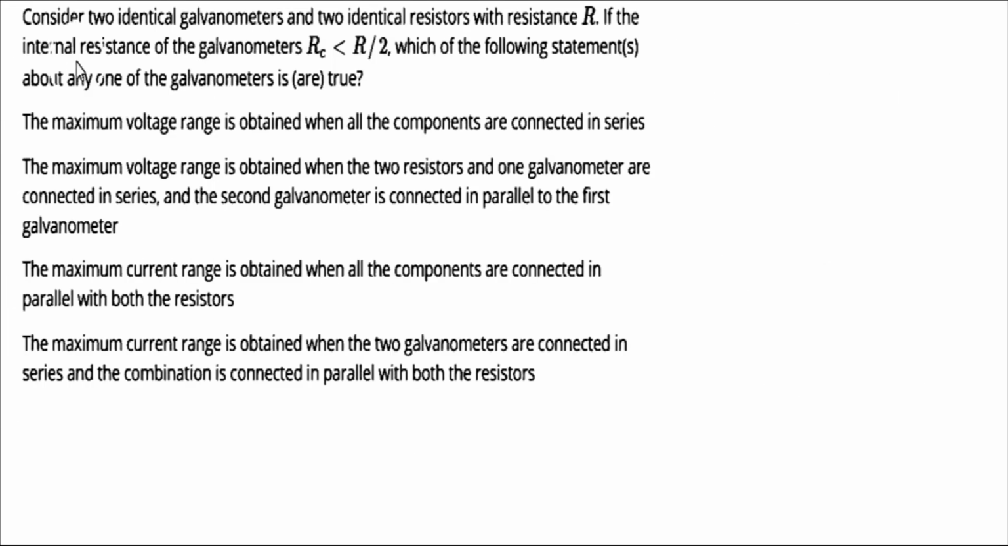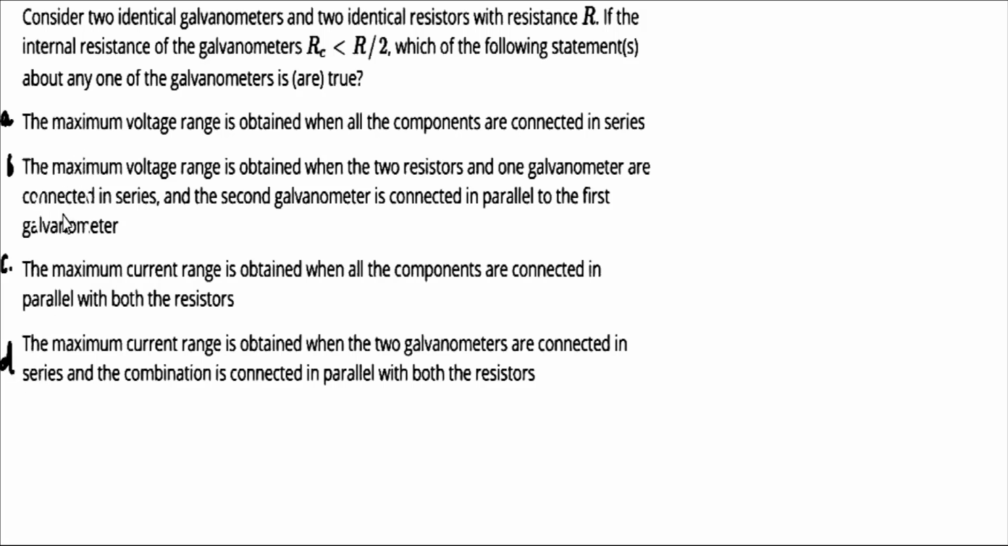Hello students, our question says: consider two identical galvanometers and two identical resistors with resistance R. If the internal resistance of the galvanometer is Rc, less than R by 2, which of the following statements about any one of the galvanometers is true? Okay, four options are given here. So we can analyze each option one by one.